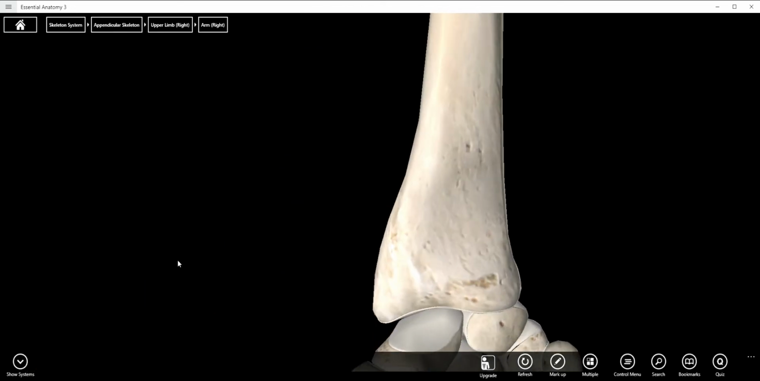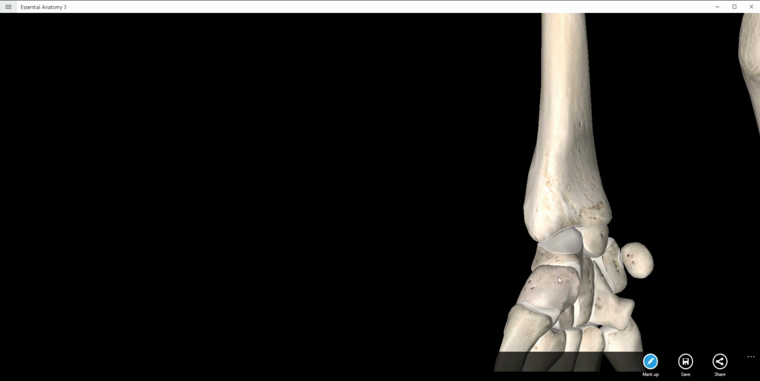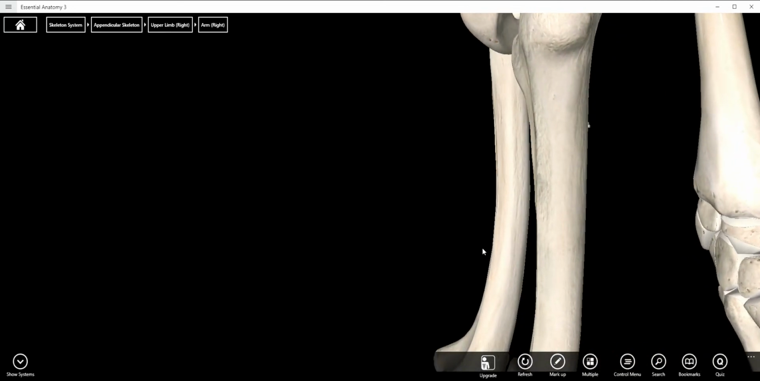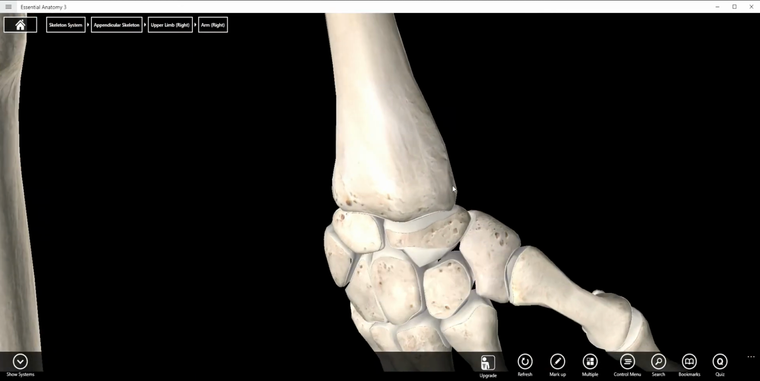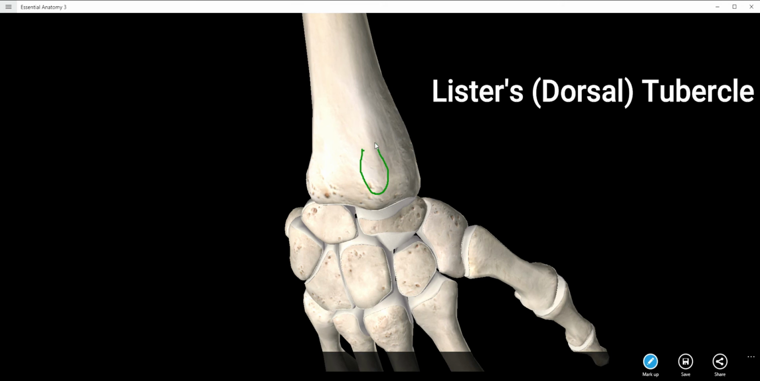Like the ulna, the radius has a styloid process. Here it is. If you follow your thumb down to its base, you'll probably be able to feel this pretty large bump right here, called the radial styloid process. On the posterior aspect of the radius, we have something called Lister's tubercle, and you actually might be able to feel this as well. There's a muscle that sort of hooks around this tubercle here. It's pretty cool. It comes down at an angle and hooks around this and goes out to the tip of your thumb. So if you give a thumbs up, you're using that muscle.